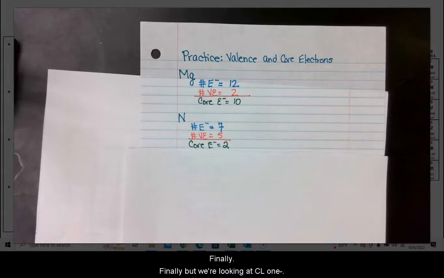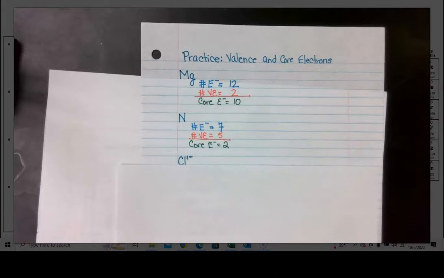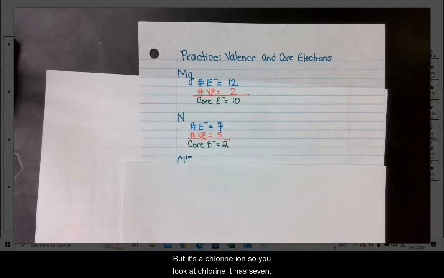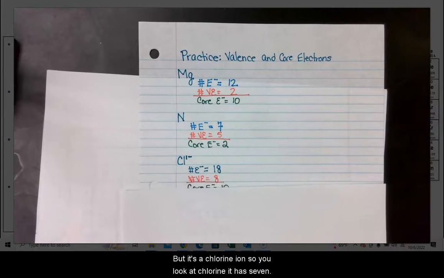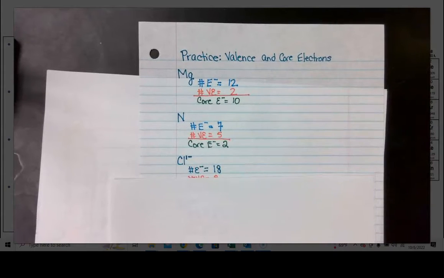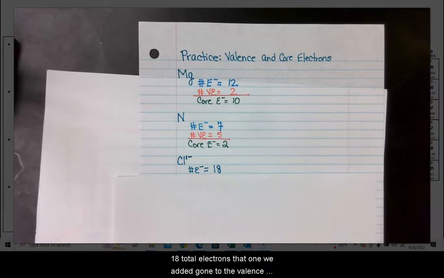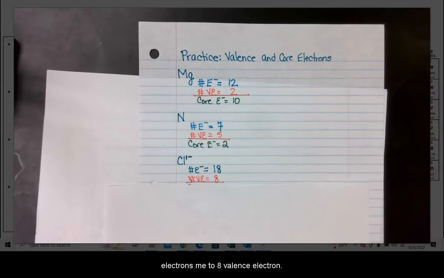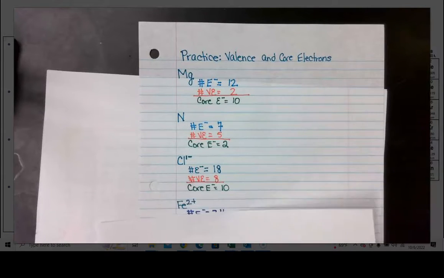Next, we're looking at Cl 1 minus. That's chlorine, but it's a chlorine ion. If you look at chlorine, it has 17 electrons, but we've added an electron for a total of 18 total electrons. That one we've added goes to the valence electrons, so we have 8 valence electrons. So 18 minus 8 gives me 10 core electrons.